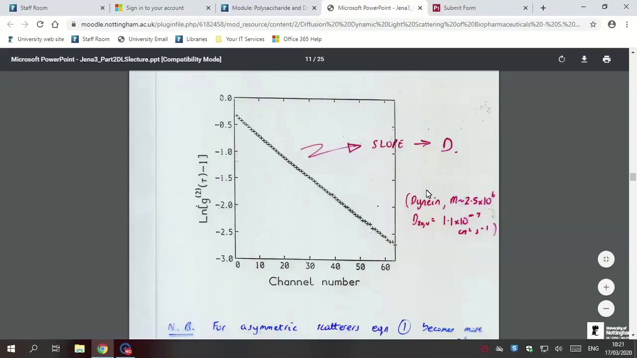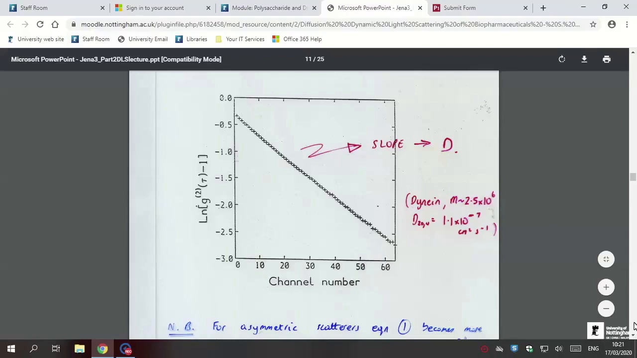So for this big molecule called dynein, which is a motility protein whose molecular weight is 2.5 million, that has a diffusion coefficient corrected to standard conditions of 1.1 times 10 to the minus 7 centimeters squared per second. So it looks small, but it isn't. You'll see how important this is when we use it later. That's how you measure the diffusion coefficient.